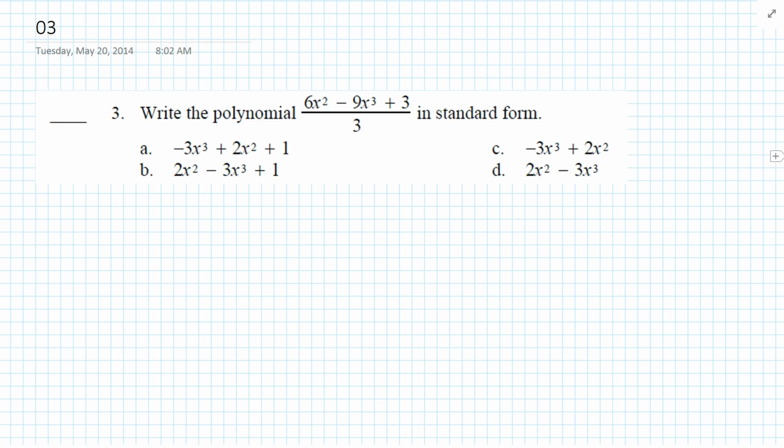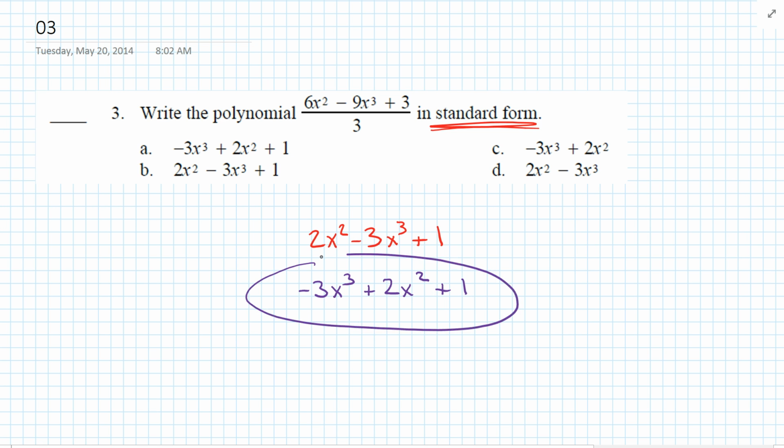Number 3, write the polynomial in standard form. Well, we can divide every term by 3. So it's going to be 2x squared minus 3x cubed plus 1. But it says specifically standard form, so we have to write it from greatest to least. So it's going to be negative 3x cubed, and when I mean greatest to least, I mean by the power, plus 2x squared plus 1. So the correct answer is negative 3x cubed plus 2x squared plus 1. So the answer is A. B has the right terms, but not the correct order.